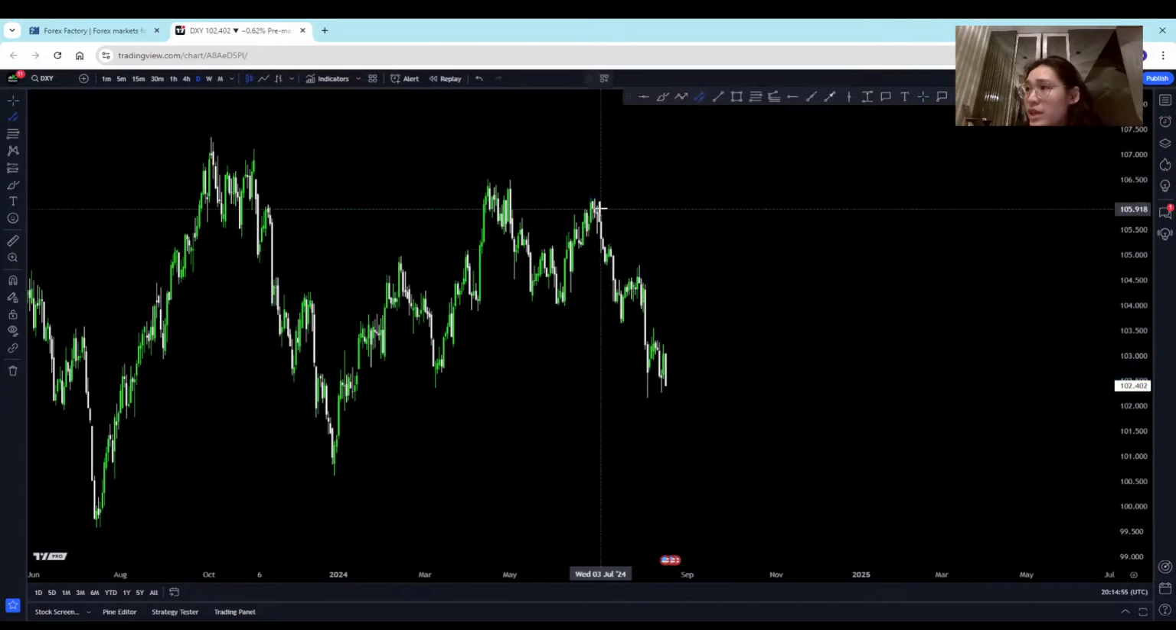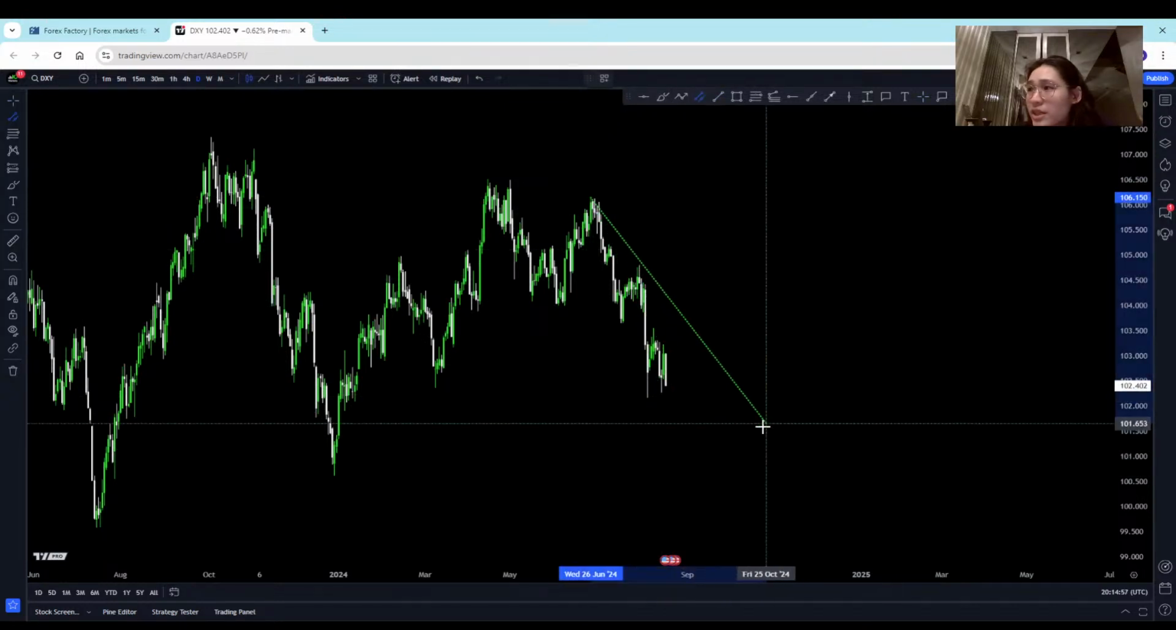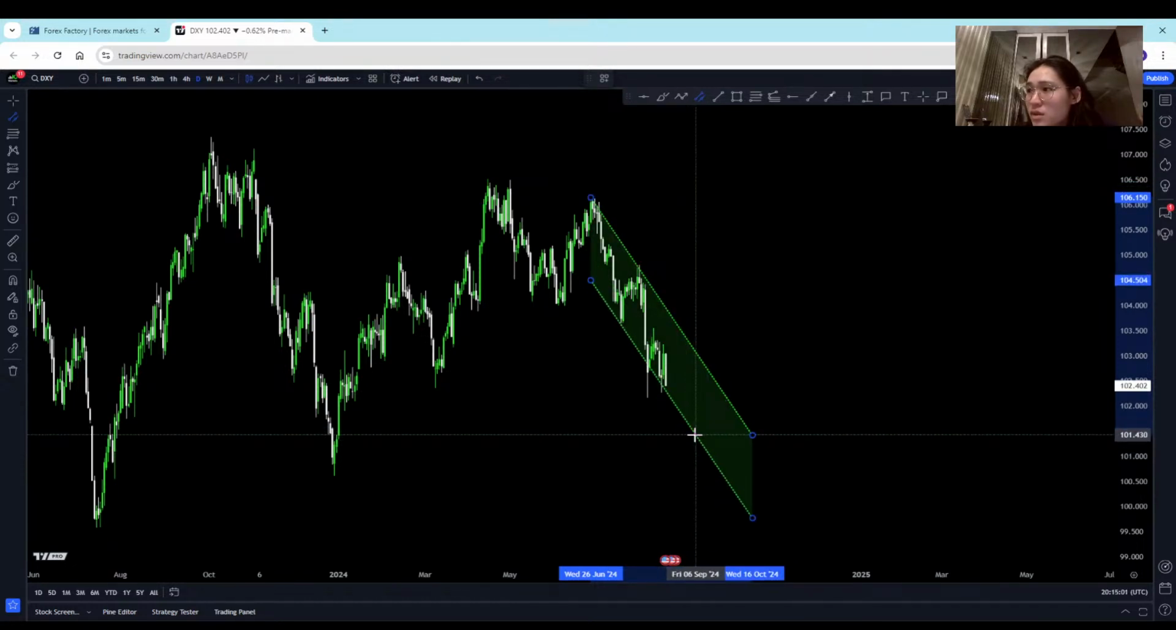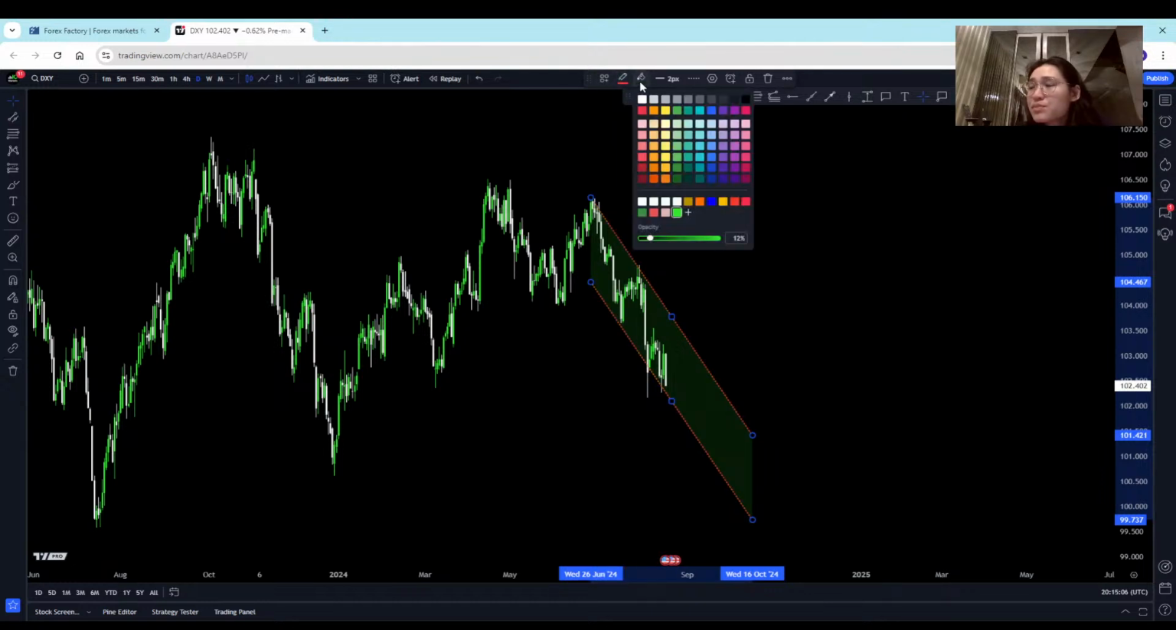Okay, we don't really have a descending trend line there. But we have prices moving in this descending trend channel.